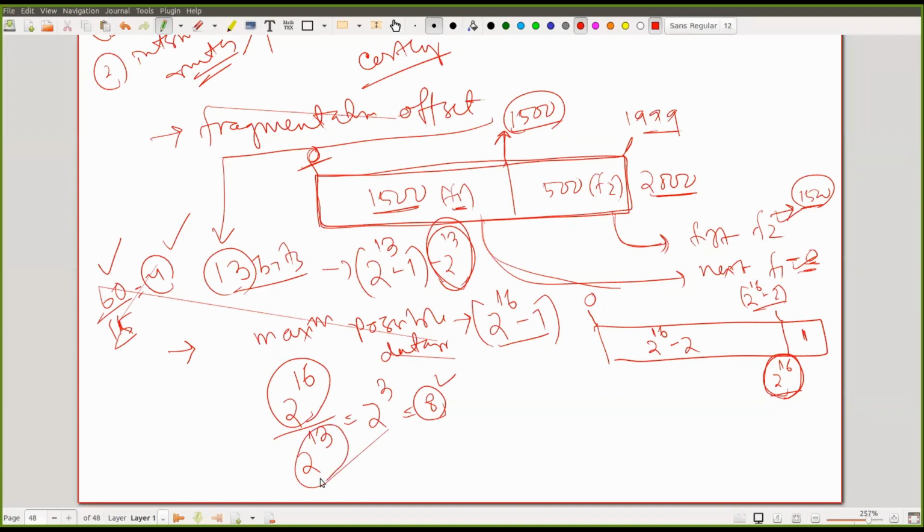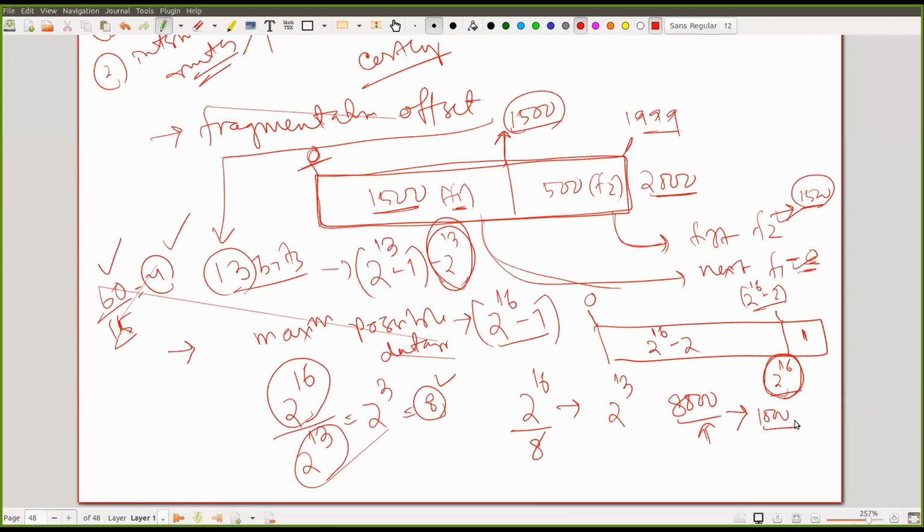Are you getting my point? So if my actual offset value is 2 to the power 16, the logical offset value will be 2 to the power 13, because I divide it by 8. Similarly, if my actual offset value is 8,000, what logical offset value do I have to put in the fragmentation offset? I cannot put the real offset value because of this restriction. So I have to put a logical offset value, derived by dividing the original offset value by 8.